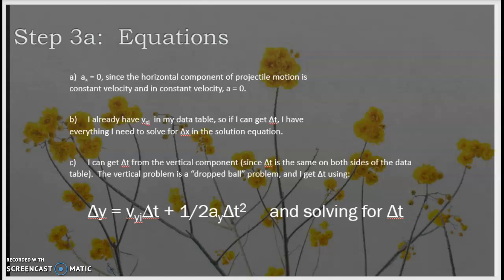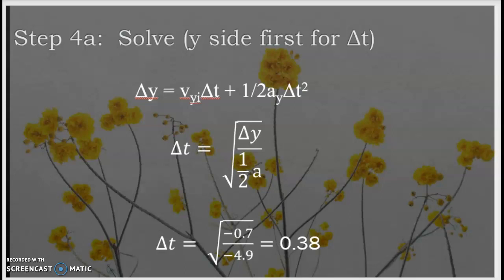plus 1/2 ay delta t squared to solve for delta t. This is actually pretty nice because vyi equals 0 because the ball rolled off the table. It had absolutely no vertical motion when it started. It had horizontal motion, but it didn't have vertical motion. So it's going to make it nice and easy for us to solve because vyi delta t goes to 0. So when we solve for this equation, delta t equals the square root of delta y divided by 1/2 a. Delta t equals 0.38 seconds.